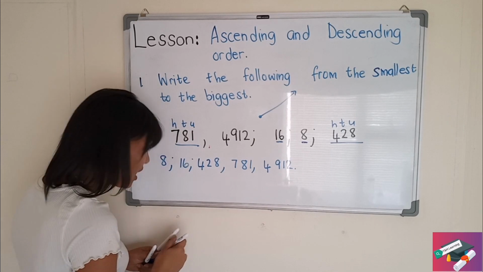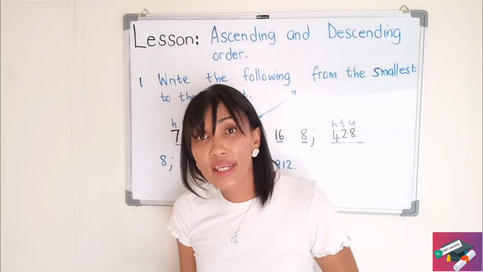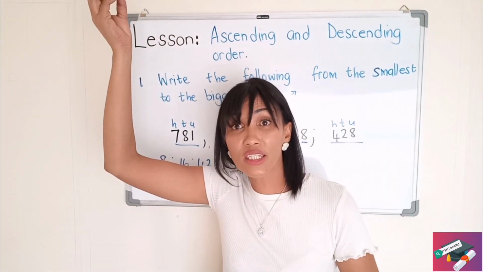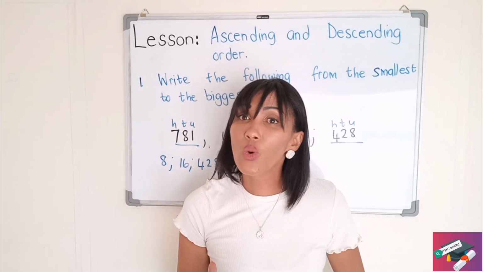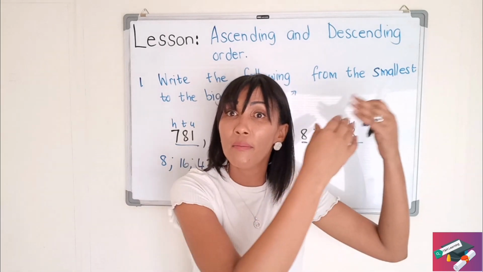4,912. So, descending order from the biggest to the smallest, down. Ascending order from the smallest to the biggest.